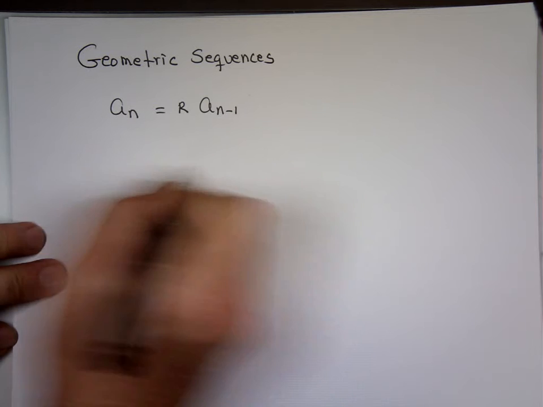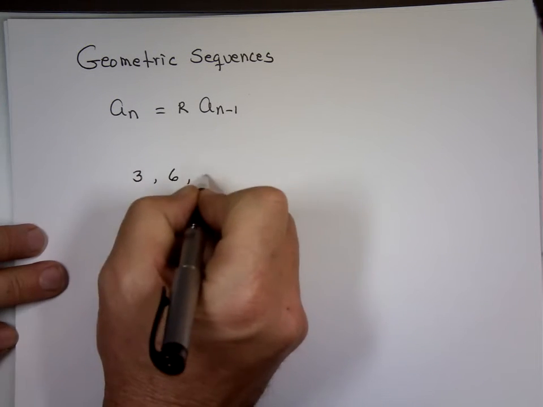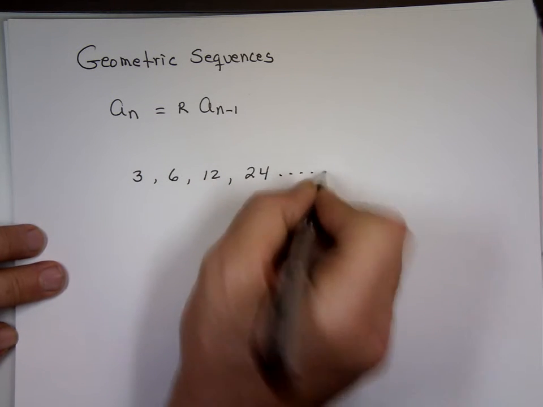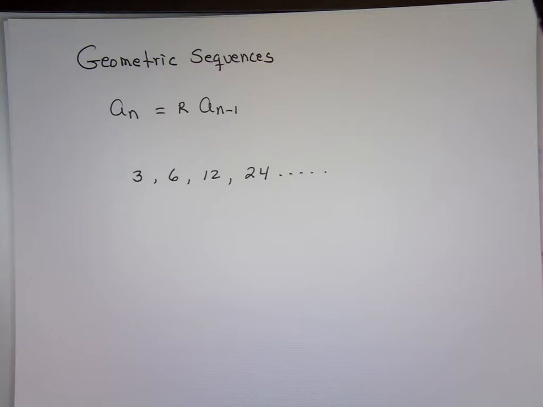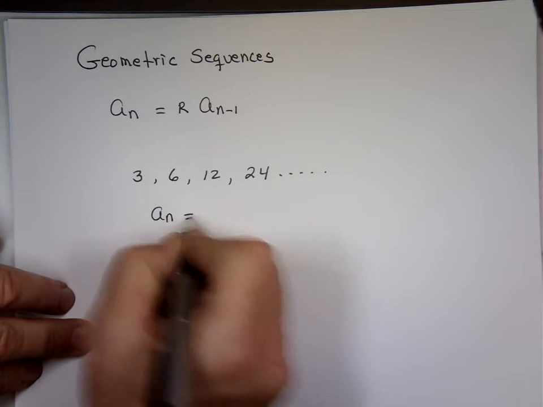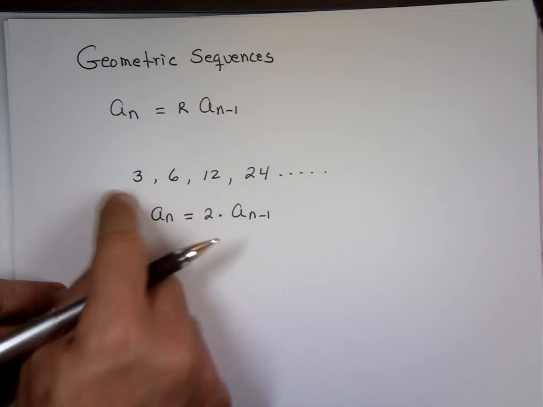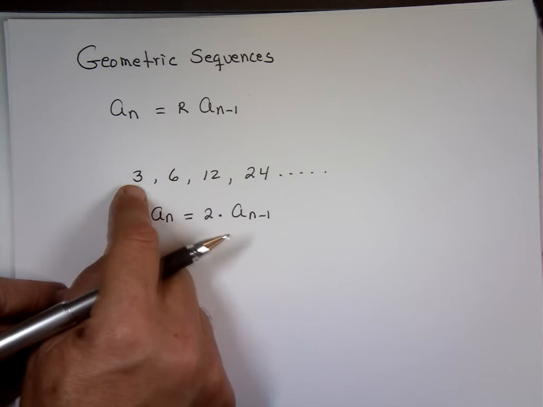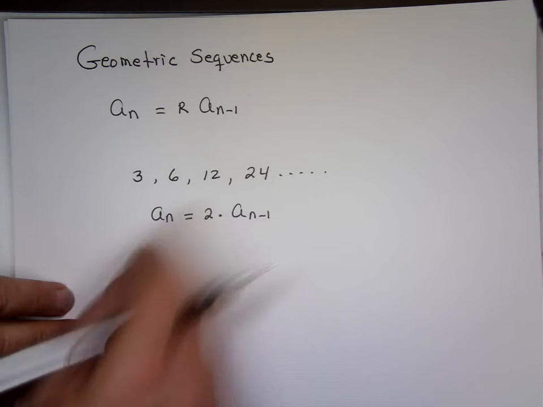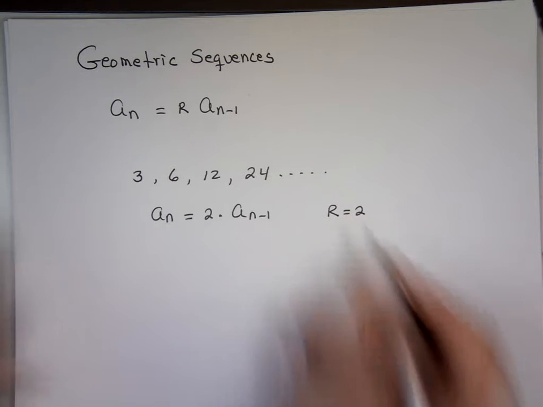I might have something like this: 3, 6, 12, 24. What do you notice? Each next number is 2 times the one before it. 3 times 2 is 6, 6 times 2 is 12, 12 times 2 is 24. So r here is actually 2 for that example.